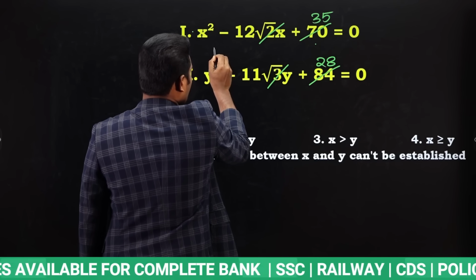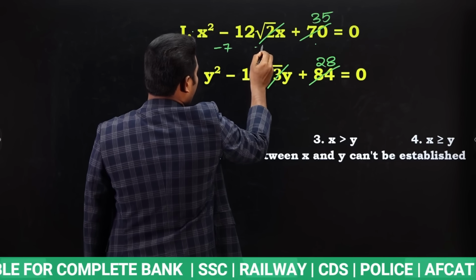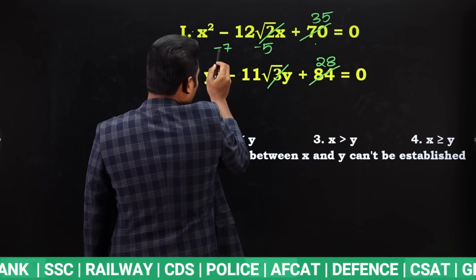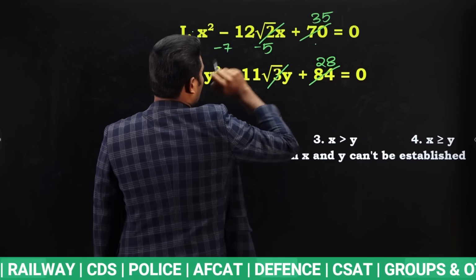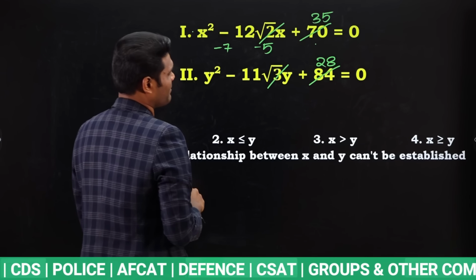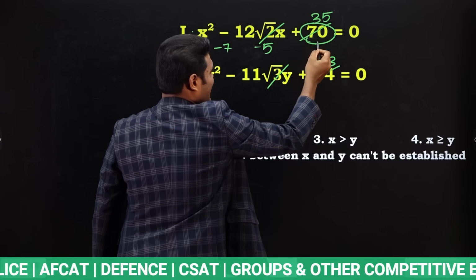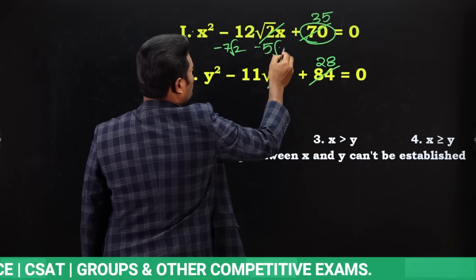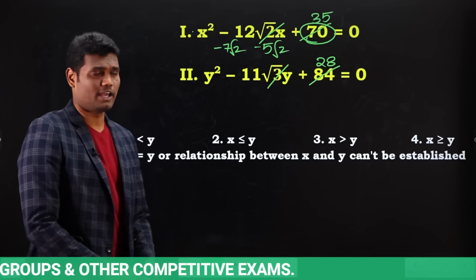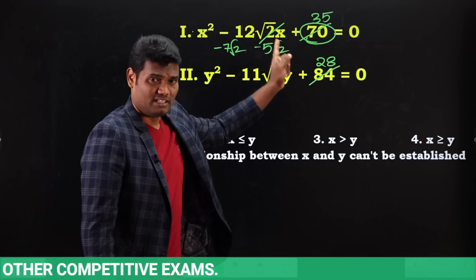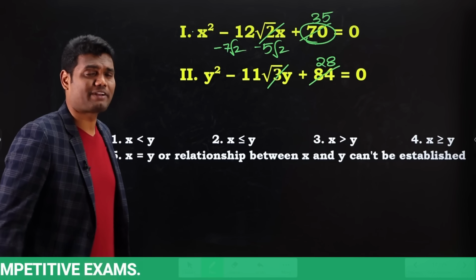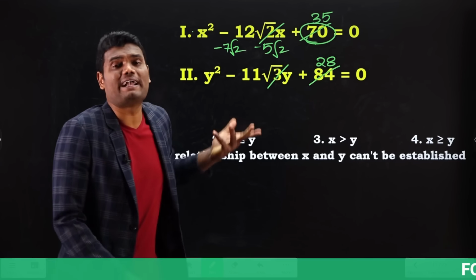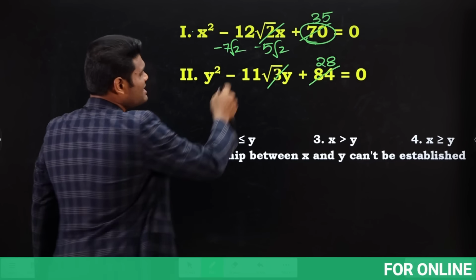35 I can write as minus 7 minus 5. Yes, minus 7 minus 5 is minus 12. Minus 7 into minus 5 is nothing but 35. But actually we need 70. As we need 70, you have to write this root 2. Root 2, root 2. Don't forget that. Is that clear? After cancellation, you need 35. 12 you can write as 7 plus 5, and 7 fives are 35. So that is the reason you have root 2.